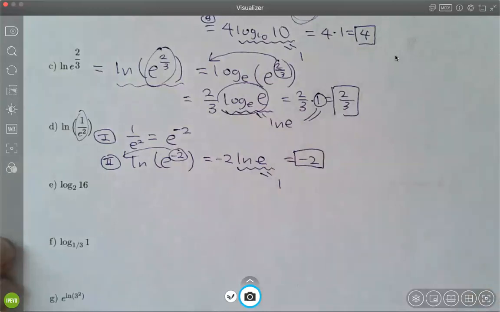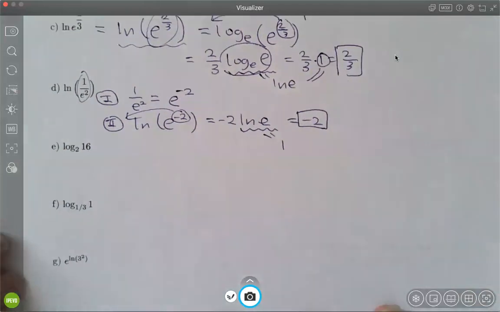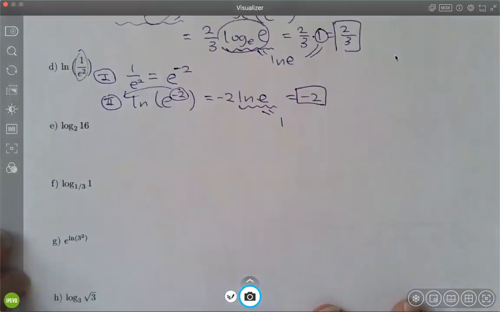And now, log base 2, 16. Some people think the answer is equal to 8, maybe based on the assumption that 16 is big and 2 is small, so they think 16 divided by 2. That's a legitimate reason, but that's wrong.